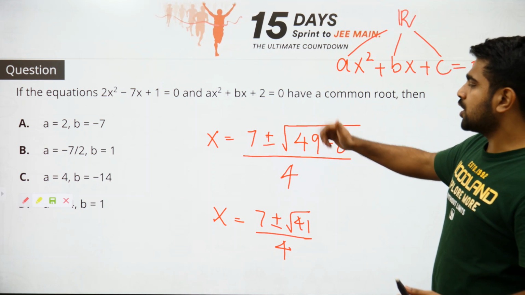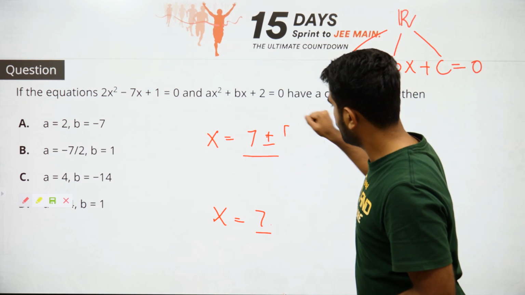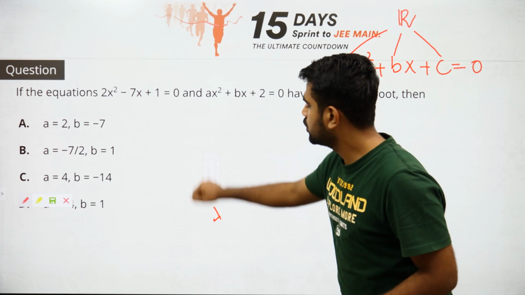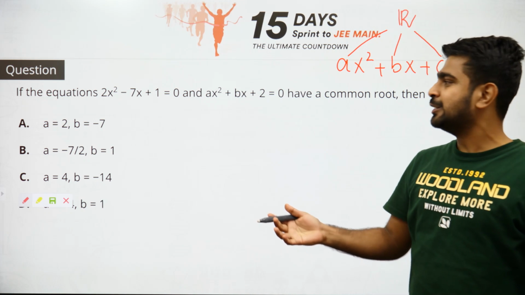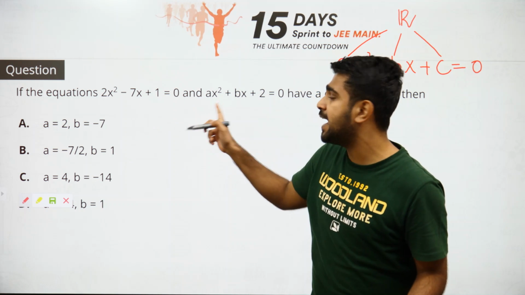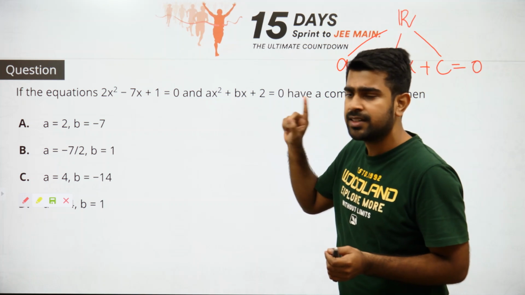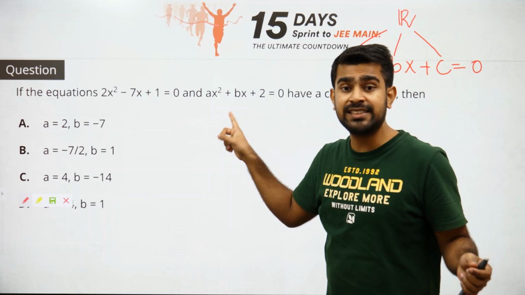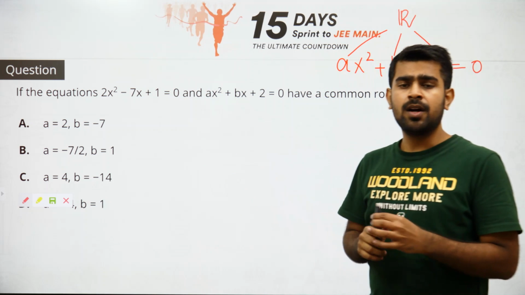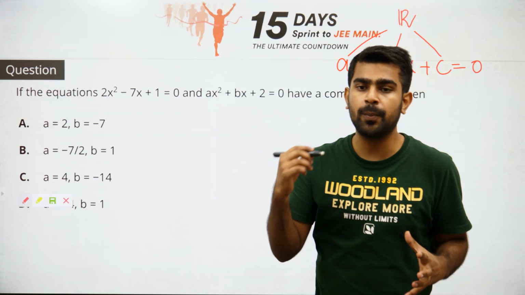So now both roots are common. So let me erase it. Okay. So now given that both roots are common, what is the condition now? Either they must be the same quadratic equation. It should be 2 minus 7. But wait a minute. Is 1 and 2 matching? No. So they cannot be the same. But what can they be so that both the roots are common? They can be proportional.